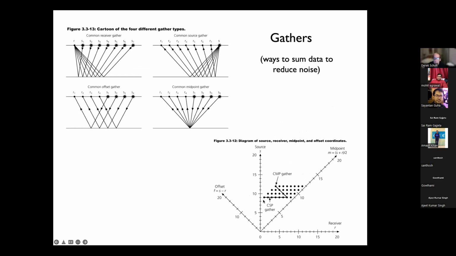And then we can consider different ways to reduce noise. So we can do a common receiver gather. So basically sum all the data that's observed at one receiver from multiple sources. We can do a common source gather. So sum the data from one source observed at multiple receivers. We can do a common offset gather or a common midpoint gather. And the common offset gather and the common midpoint gather are what is often used.